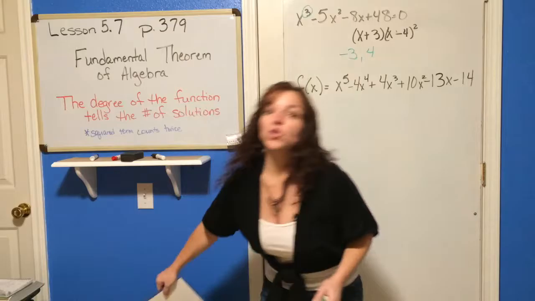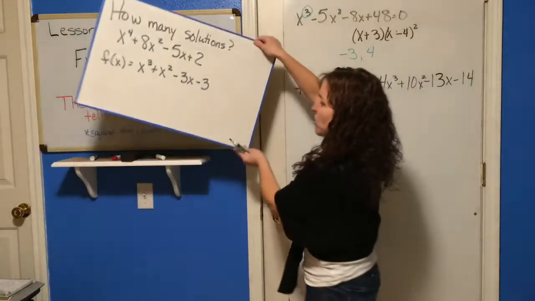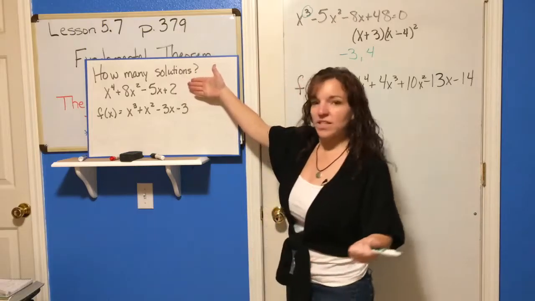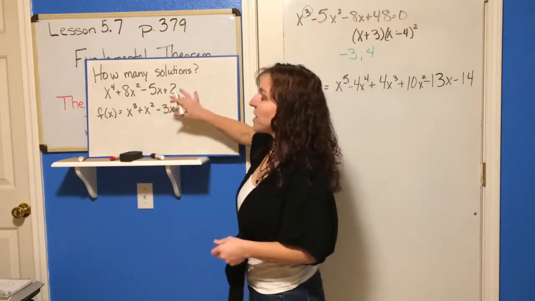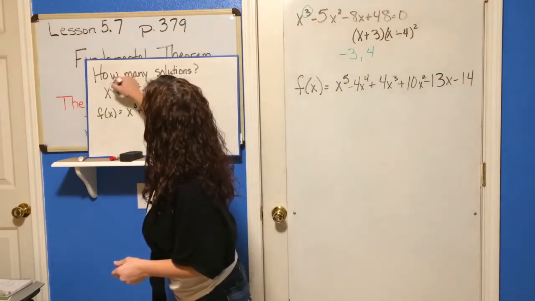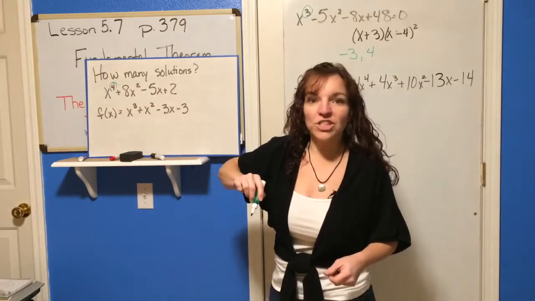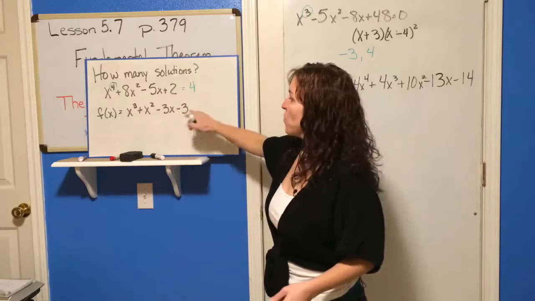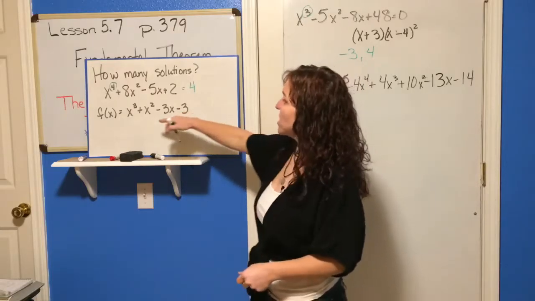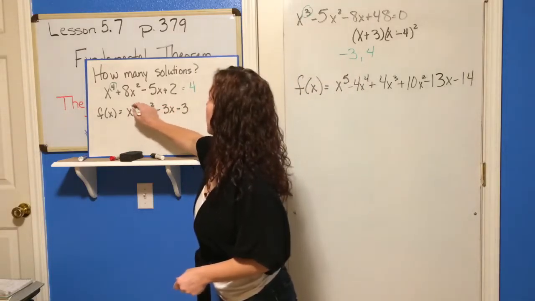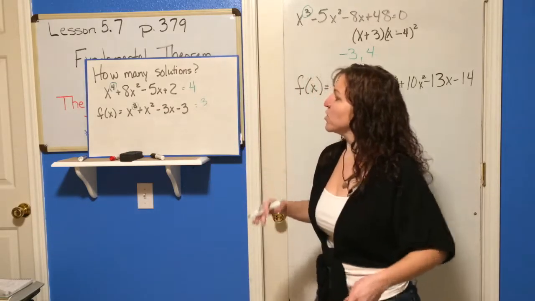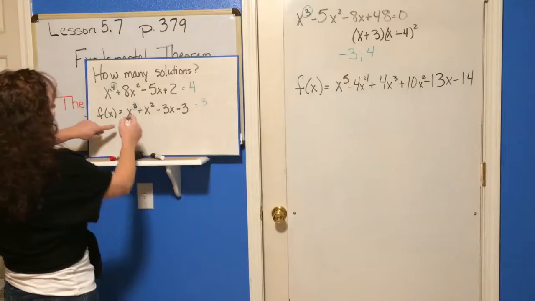So these problems are going to be super easy. The first section of your homework is simply going to say, how many solutions does this function have? All you have to do is look for the largest exponent, and the answer is it has 4 solutions. Do this one for me real quick. How many solutions in this one? Well, the answer is there are 3 solutions.